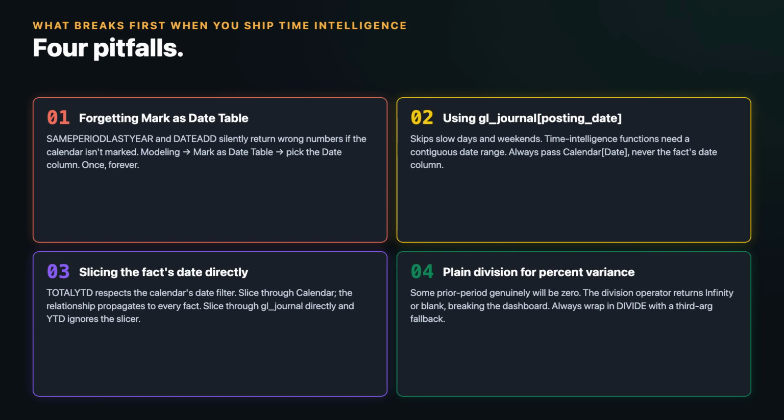Second, using the fact's date column. The journal's posting date skips the dates with no postings. Always pass the calendar's date column, never the fact's date.